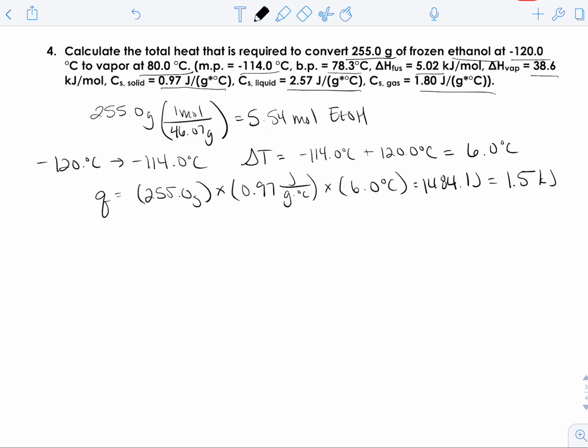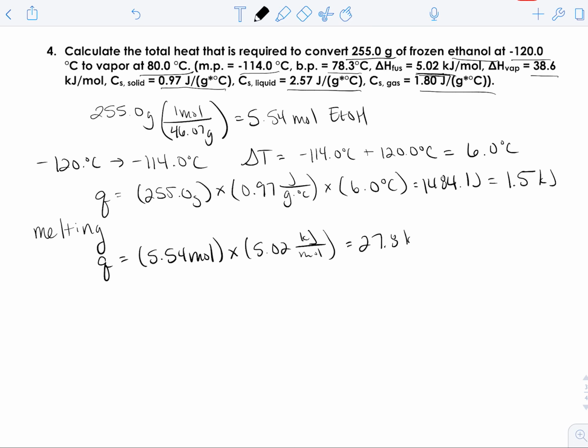And it should have 2 sig figs. I'm converting into kilojoules because our delta H of fusion is in kilojoules. And our delta H of vaporization is in kilojoules. So instead of converting from joules or kilojoules to joules, I'll go the other way. Okay, now we're going to melt. After we get to that 114, we can melt. So Q is equal to our moles, 5.54 moles, times our heat of fusion, 5.02 kilojoules per mole. Multiply that out, we get 27.8 kilojoules.